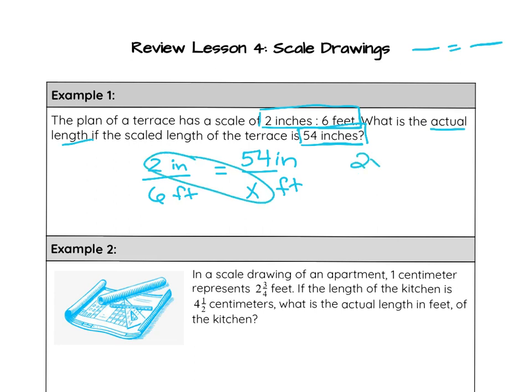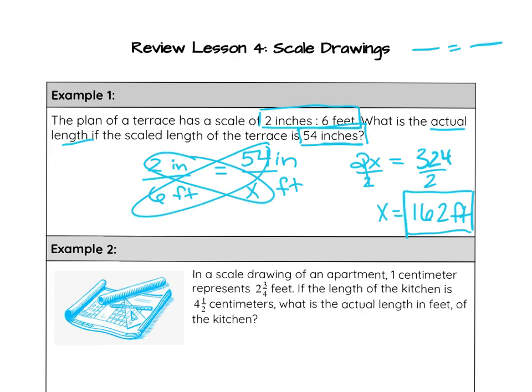2 times x, 2x, 54 times 6 is 324. Divide both by 2. And x is equal to 162 feet. So the actual length of the terrace is 162 feet.